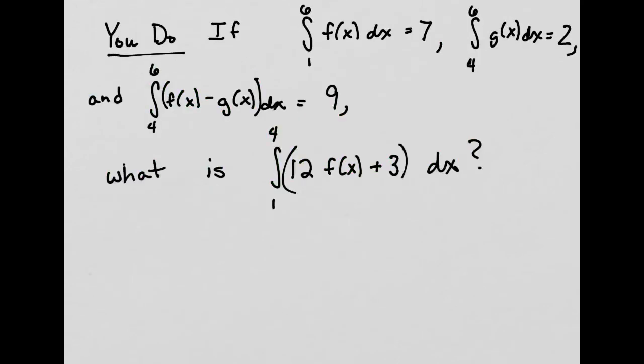So for the you-do, if the integral from 1 to 6 of f of x dx is equal to 7, the integral from 4 to 6 of g of x dx is equal to 2, and the integral from 4 to 6 of f of x minus g of x dx is equal to 9, what is the integral from 1 to 4 of 12 f of x plus 3 dx?